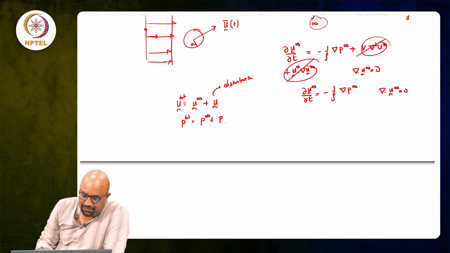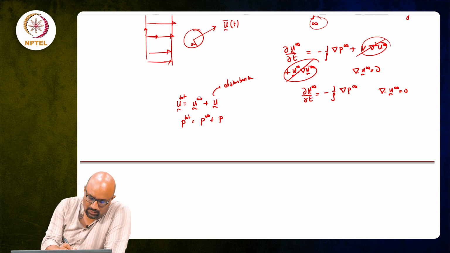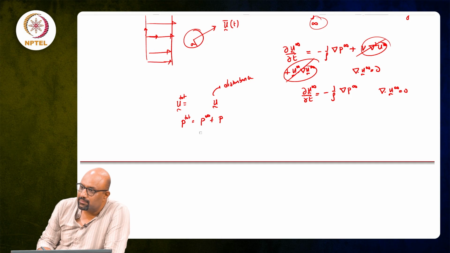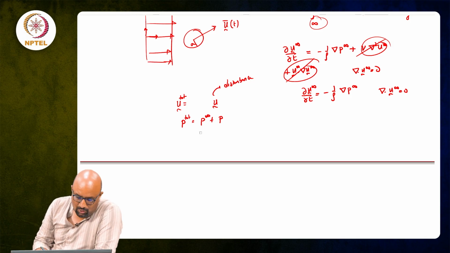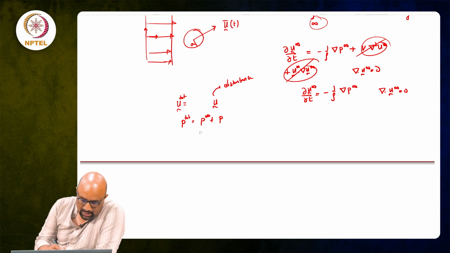Now, if I am in a reference frame which is moving with u infinity, what is the velocity field in that reference frame? It should just be u, right? The disturbance. I am basically glued to a reference frame which is that uniform flow, and so I get u total as u, and then P total would basically be whatever is the pressure that is there.